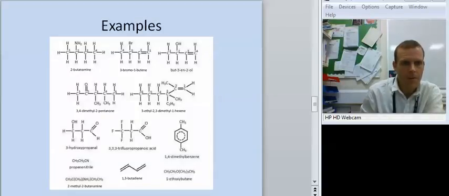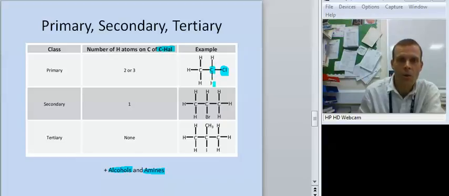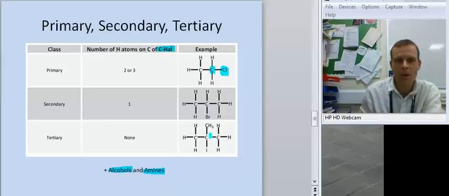Okay, where do we get to? Here we go. Right, so as well as naming these organic compounds, we can identify substances as being primary, secondary, or tertiary in the case of halogenoalkanes and alcohols and amines. So we need to look at where that functional group is and the carbon that it's attached to. And if that carbon has 2 or more hydrogens on it, as we see here, then we describe that molecule as primary. If it's only got 1, it's secondary. If it's got 3, then we describe it as tertiary.